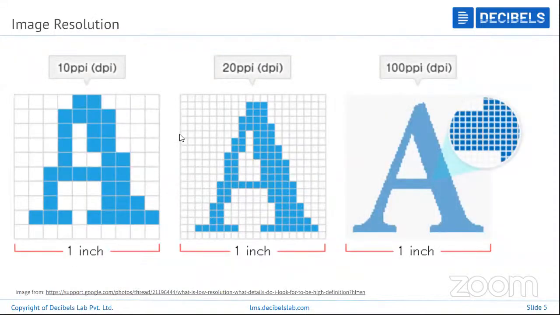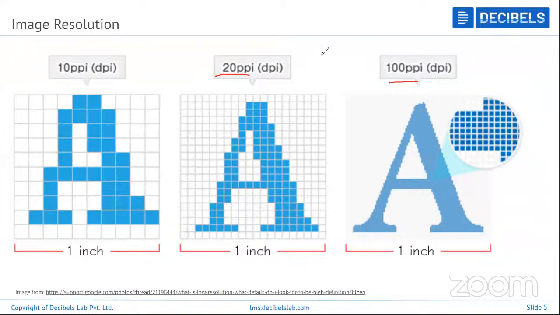You could see here one example of how different pixel sizes affect the image quality that we get. This is a low pixel size. To be more precise, this is known as pixels per square inch. That is, for 1 inch, how many pixels are present. Here there are 10 pixels: 1, 2, 3, 4, 5, 6, up to 10. Similarly, this is 20 pixels per square inch, and this is 100 pixels.